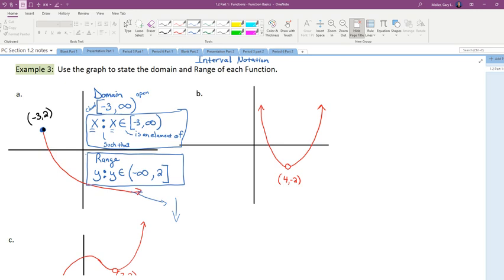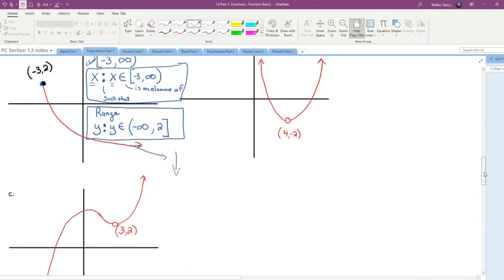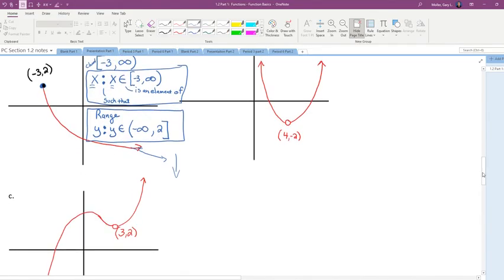All right, why don't you pause the video and try to do B? Let me scroll down and show you C. So there's B and C. Why don't you pause and try to write it out with the formal language? Okay, let's see how we did. So the domain and the range.